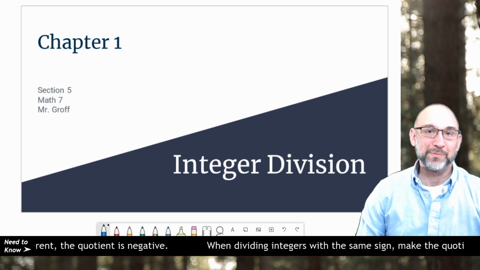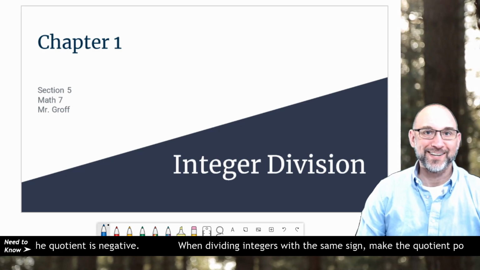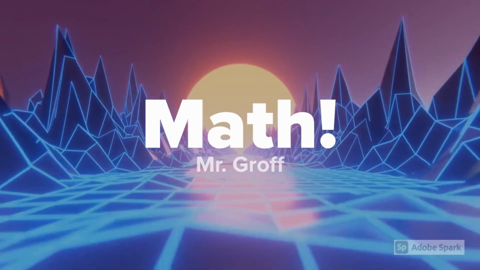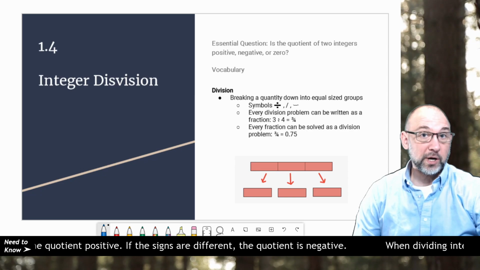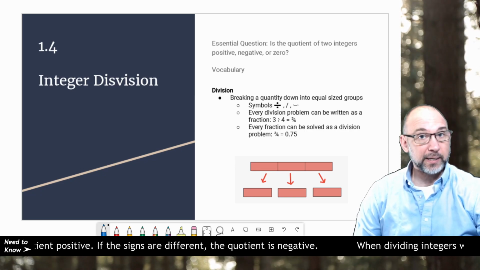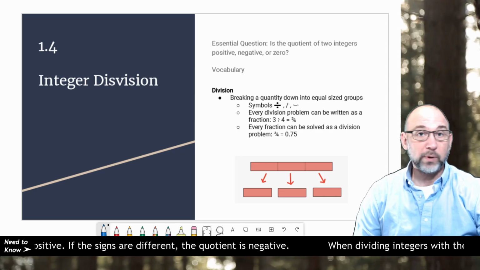Hey, it's Mr. Groff, and we're going to talk about integer division today. Our essential question today is the quotient of two integers, positive, negative, or zero. Only one vocab word, division.